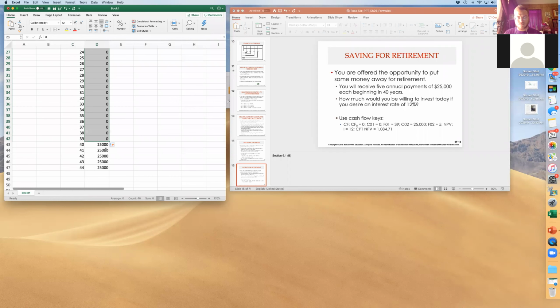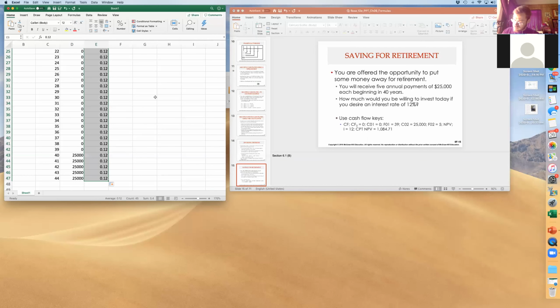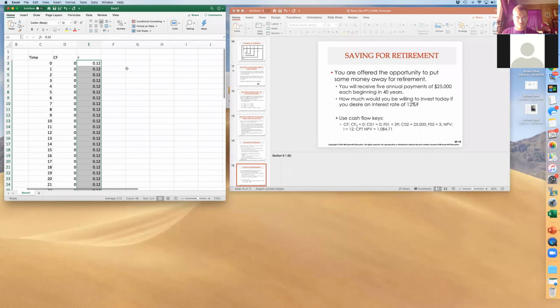All right, so it says, how much will you be willing to pay to invest today if you desired an interest rate of 12%? Okay, so we've got an interest rate. Here's our cash flow and our interest rate. And this is an annual interest rate, and I'm putting in 0.12 here. And it's going to be applied to the entire set of cash flows, 12%. All right, and it says, how much would you be willing to pay today? So they want the value up here at time period 0, right?